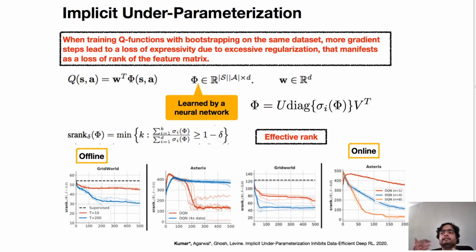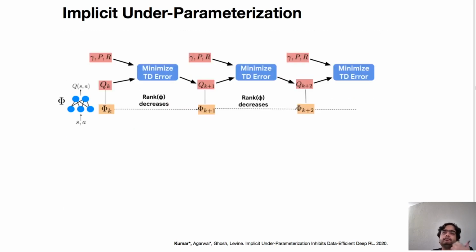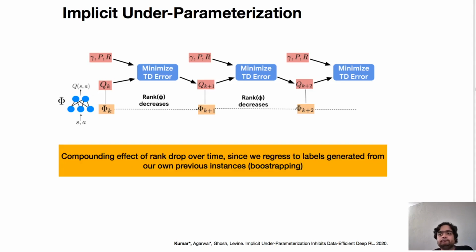So what we have seen so far is that when we do apply more gradient steps, there is a loss of rank of the feature matrix, as you see in all these plots. And as we see on the next slide, this is really due to a loss of expressivity due to excessive regularization caused by gradient descent. Just to summarize, before we go on to understand what this loss of expressivity means, the phenomenon we are talking about can be summarized in the schematic, where your feature matrix phi k essentially decreases in rank as you train more and more. This happens when you minimize TD error using your previous Q function as the target network. So that's summarized in this example.